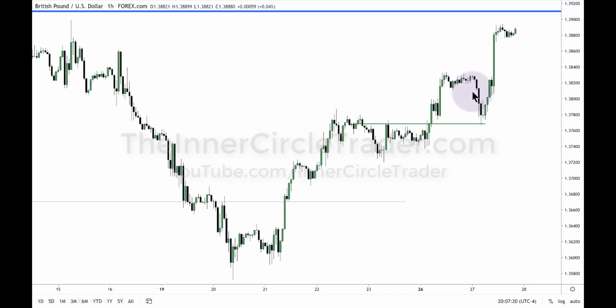Notice how the hourly chart trades down, hits it, rebounds, and starts to trade higher. This is that area where the buy stops are. This level and higher is where those buy stops reside. So it's drawing price up there.